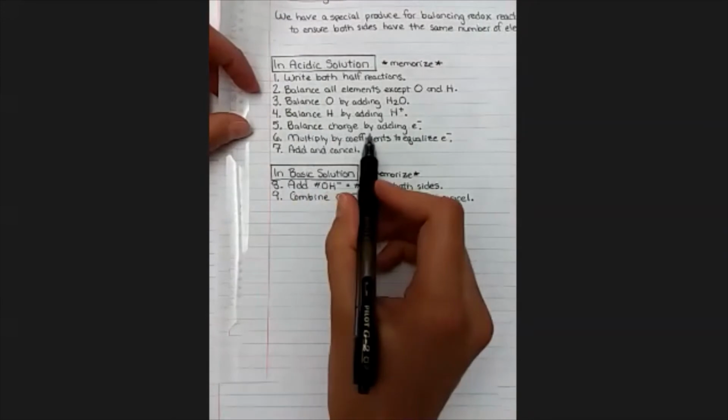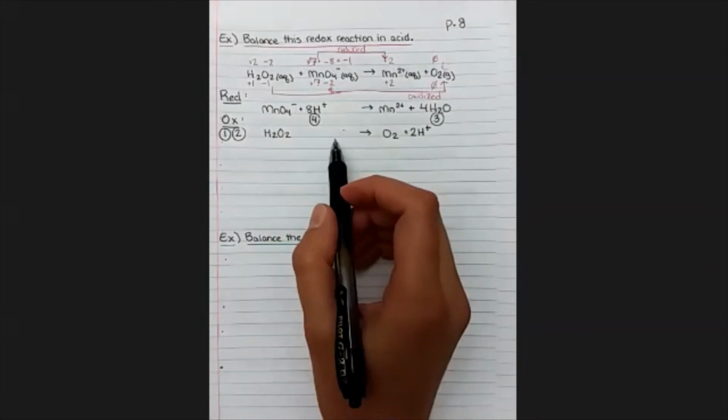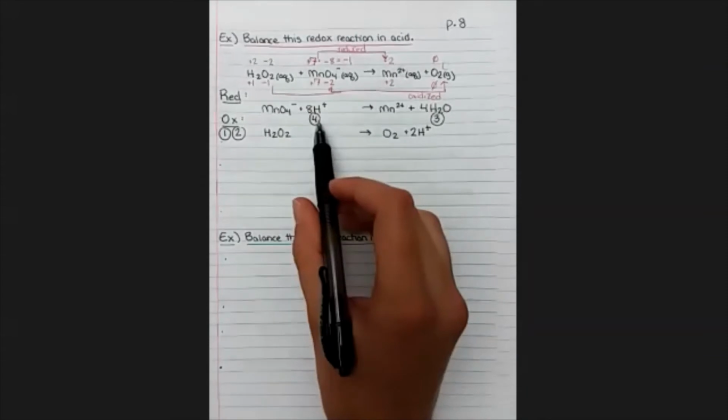Here we go. Step 5. We're going to balance the charge by adding electrons where they're needed. By balance, we don't mean that we need to get the charge to 0 on both sides, although you could do that. What we're trying to do is just make the charge on each side the same.